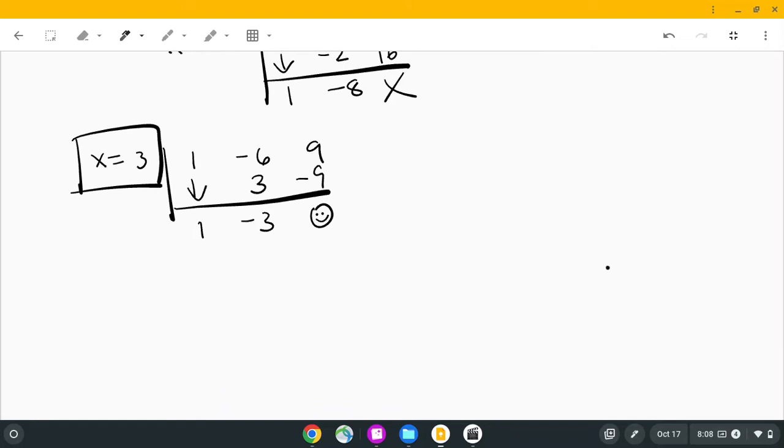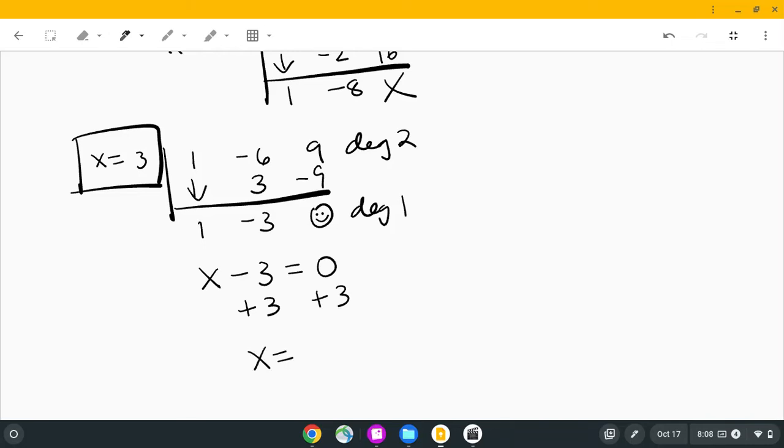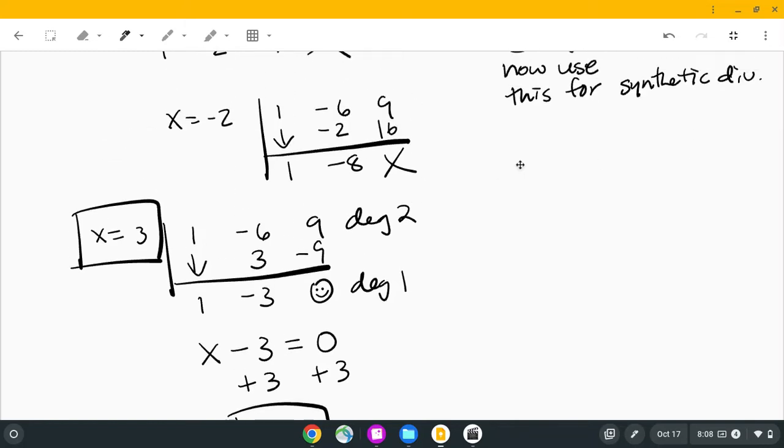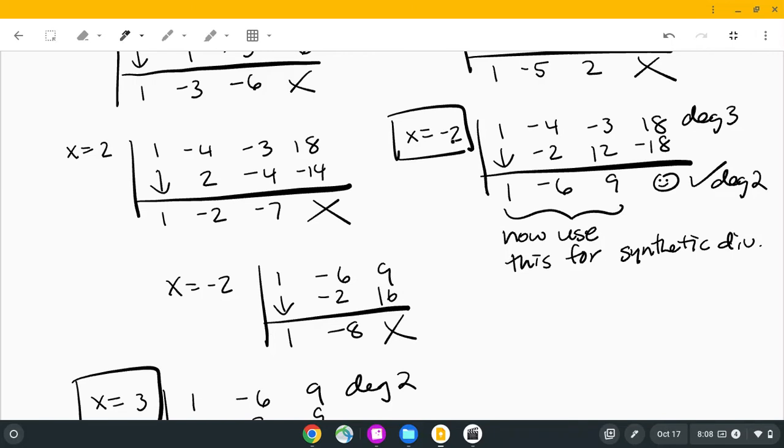And now here, since this was a degree 2, this is now a degree 1. So we get x minus 3 equals 0. And we can solve this last one by hand, by algebra, instead of using synthetic division. So here is our third solution. And look, here is where it shows up twice, right? x equals 3. That's why you always want to try it twice, because it could have been negative 2 that showed up twice.